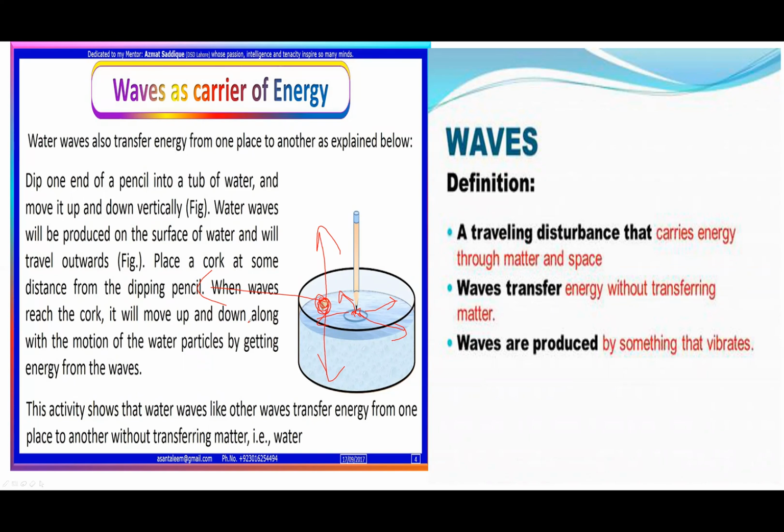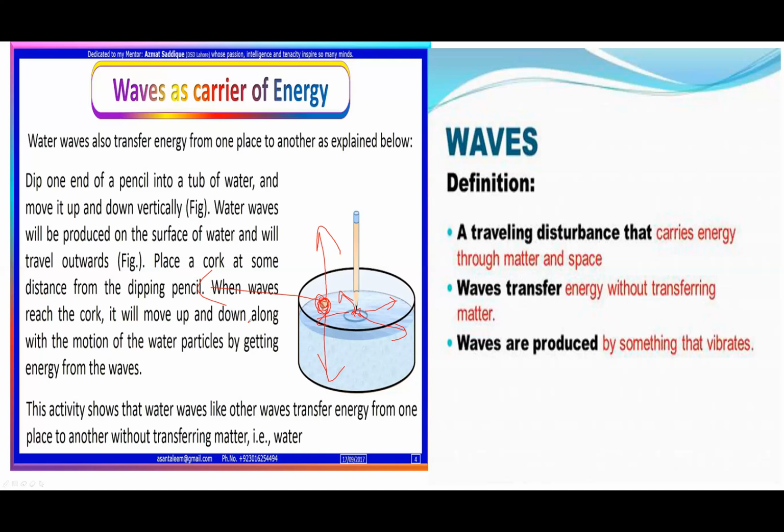Dip one end of a pencil into a tub of water and move it up and down vertically. Water waves will be produced on the surface of the water and will travel outwards. Place a cork at some distance from the dipping of the pencil. When waves reach the cork, it will move up and down along with the motion of water particles by getting energy from the waves. This activity shows that water waves, like other waves, transfer energy from one place to another without transferring matter.